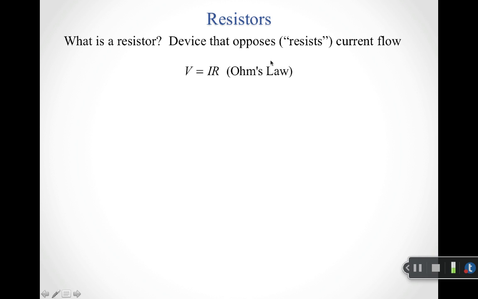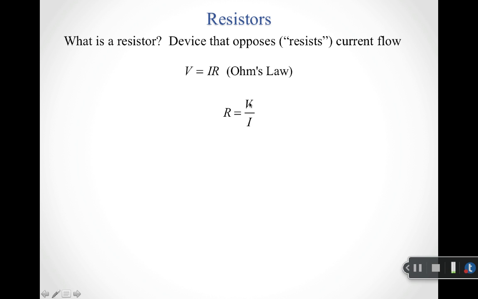What Ohm's law tells us is that the potential difference across a resistor is equal to the current through the resistor times the resistance of the resistor. So what is this telling us? Well, mostly it's telling us that the resistance tells you how much current you're going to get over a particular potential drop.